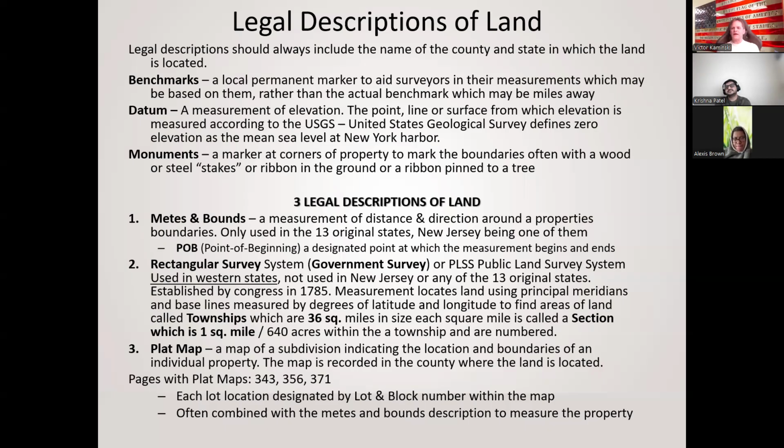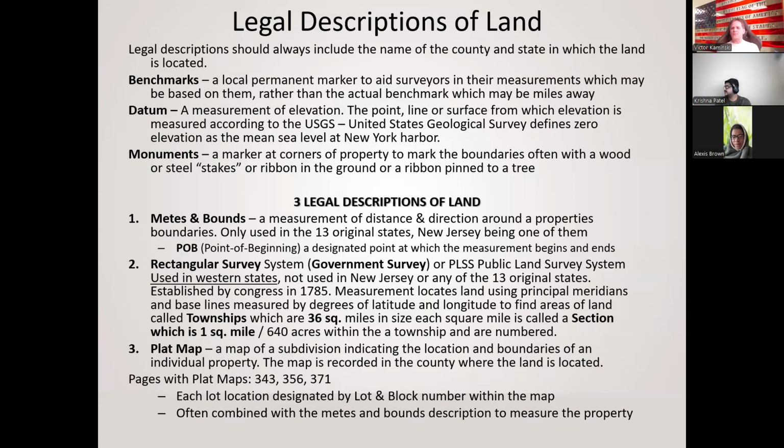What do we call that point where a legal description begins and ends, or commences and ends? Point of beginning. POB. Yep. Which legal description of land was created by Congress? Rectangular. The rectangular or government survey.